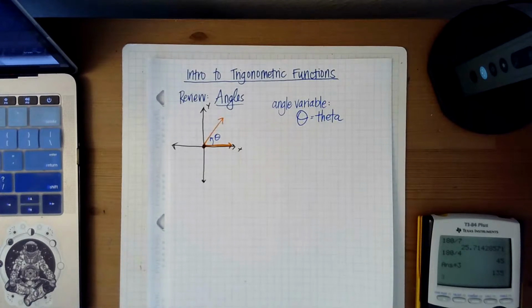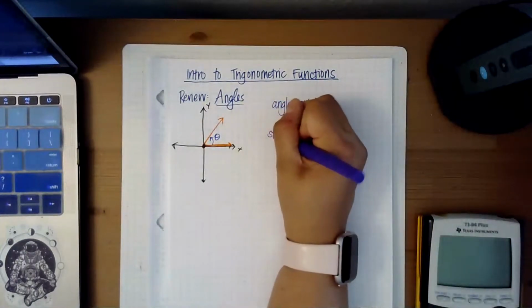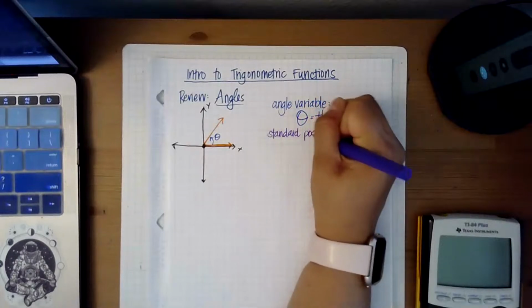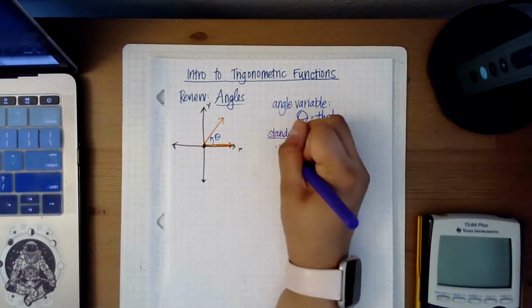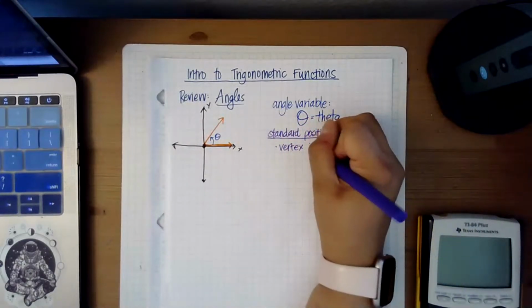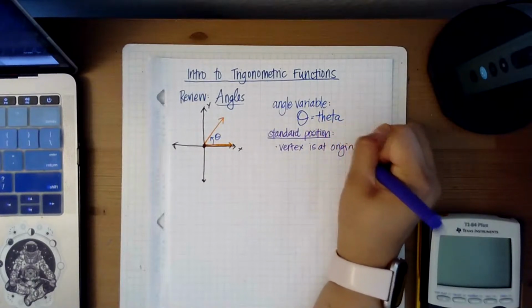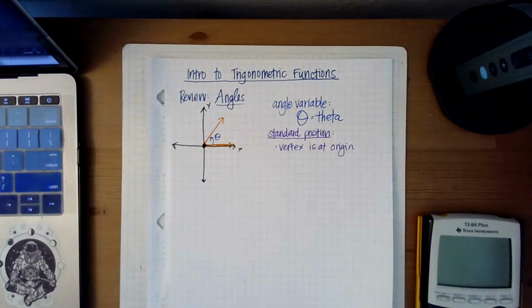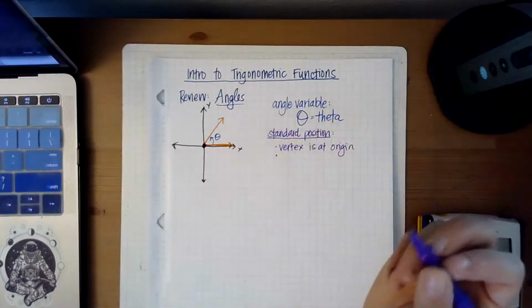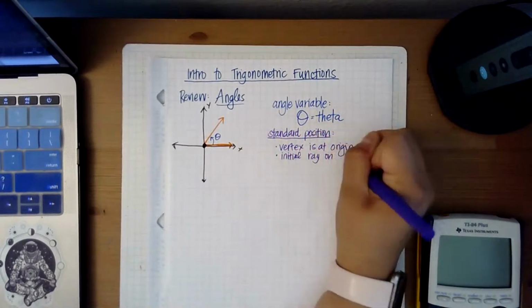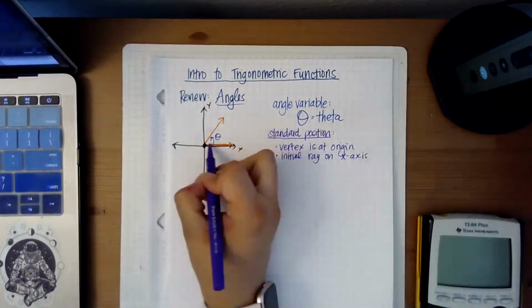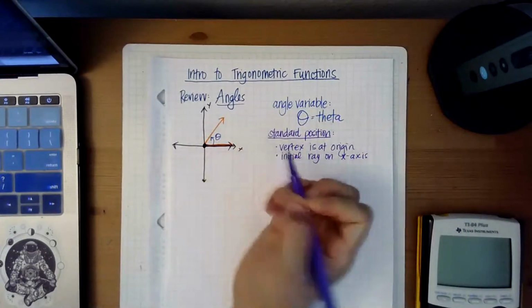This angle is in standard position. So if I'm looking at a definition of standard position, an angle is in standard position if the vertex is at the origin. So is my vertex at the origin? Right there. Yes, it is. And also, it has an initial ray on the x-axis. Okay, and it has to be the positive x-axis. So this guy right here, that's called the initial ray.